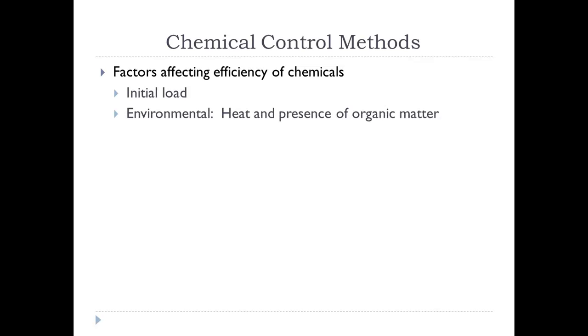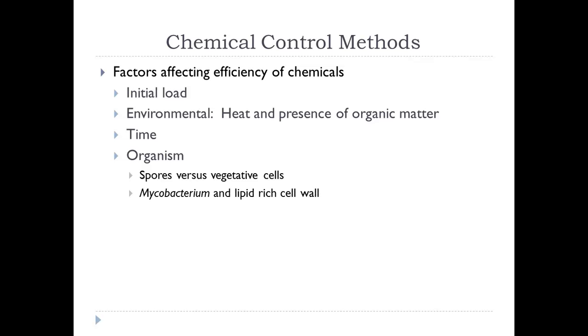Chemical control methods. Factors that would affect the efficiency of chemicals would be the initial load, how much bacteria we're actually starting with, the environmental heat and the presence of organic matter, the amount of time that we leave it exposed to the chemical, and the organism. Are we dealing with spores versus endospores, because we know nothing kills endospores except for an autoclave; the mycobacterium and the lipid-rich cell wall; and then gram-negative organisms and the outer membrane. We know that sometimes they shuttle what they want in and out.